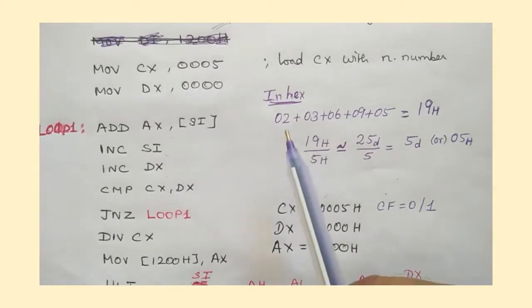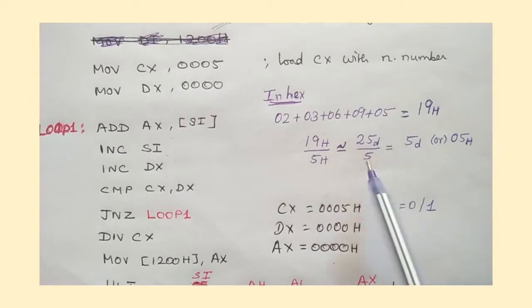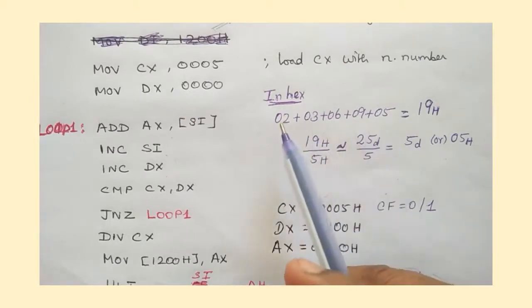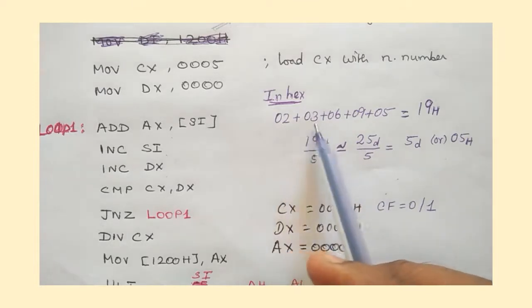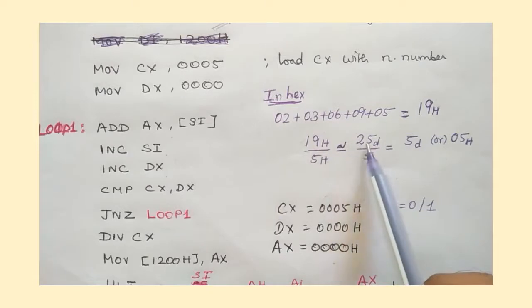Explain the concept. Here there are 5 numbers that should be added. After adding, I have to divide by the given numbers. So when we add in hexadecimal, 2 plus 3 plus 6 plus 9 plus 5 becomes 19H. That is equivalent to the decimal number 25.